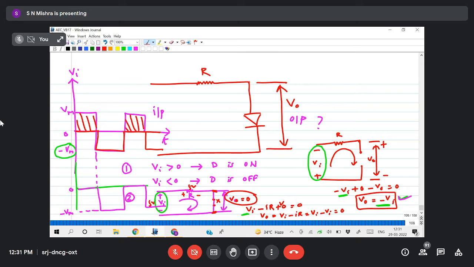I am getting only this negative half cycle, like this. Similarly, if you take a sine wave, then also you can get like this. This portion will be cut, and I'll get only the negative half cycle. Understood? So I have followed the first step, condition, second step, equivalent circuit, applying KVL, then drawing the waveform. This is the third step. Any doubt from this?